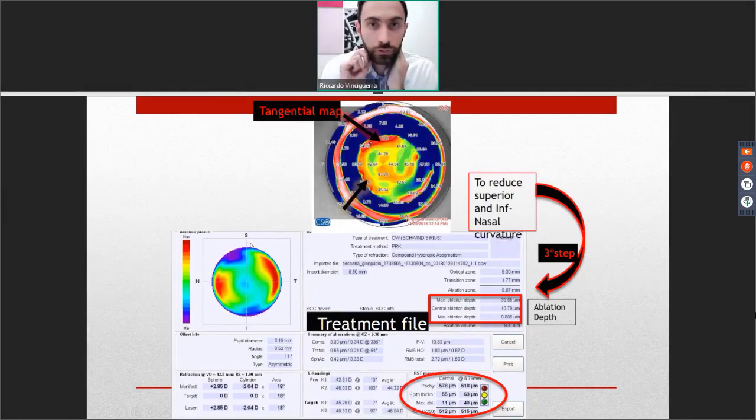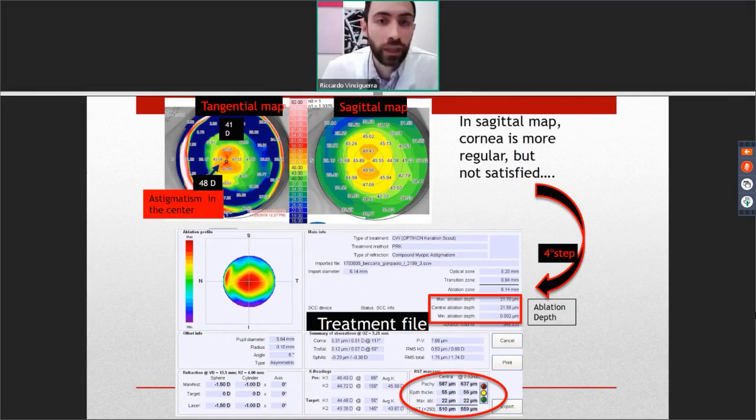The third step is getting better, but we still want to ablate and remove this ring. And this is what we can get. So this is already very good, but you still have a bit of astigmatism. So the last step, this is all without epithelium. And this is the last step.